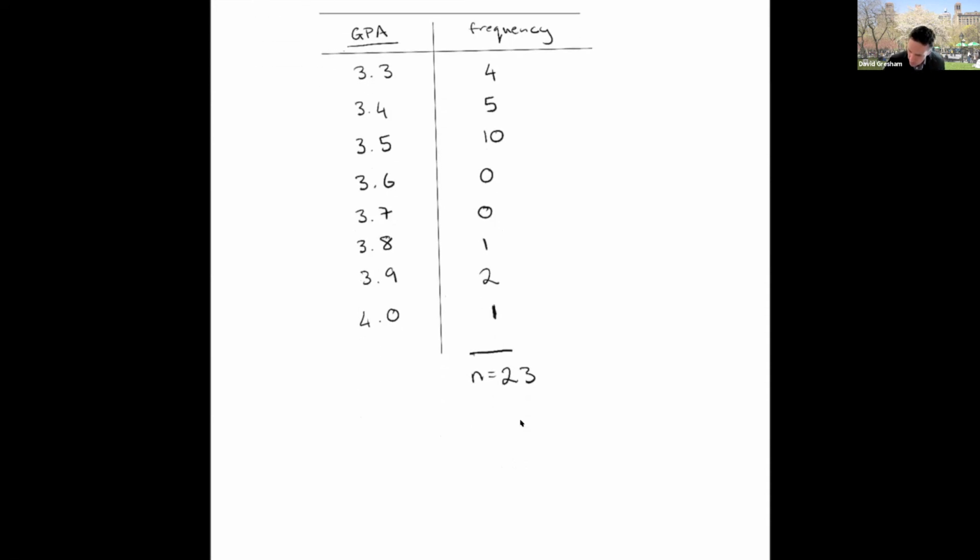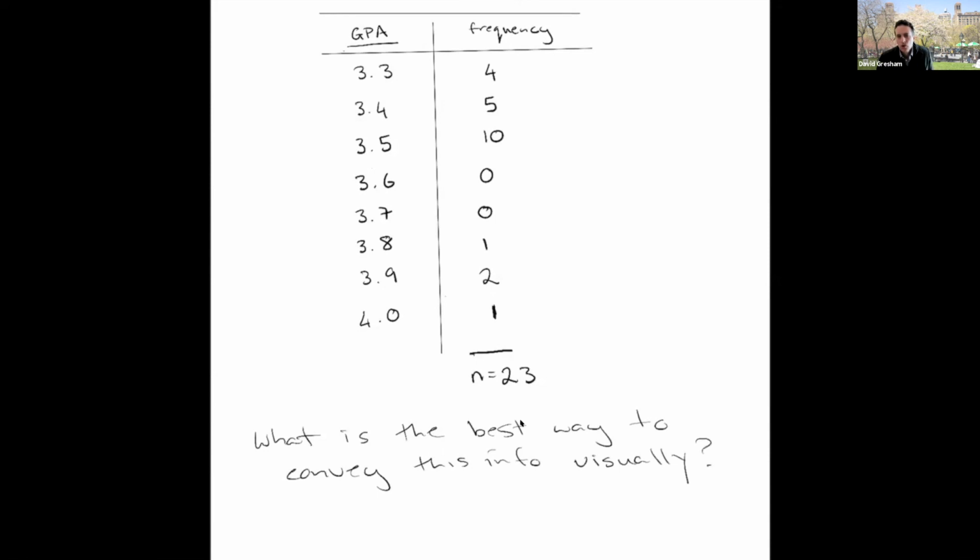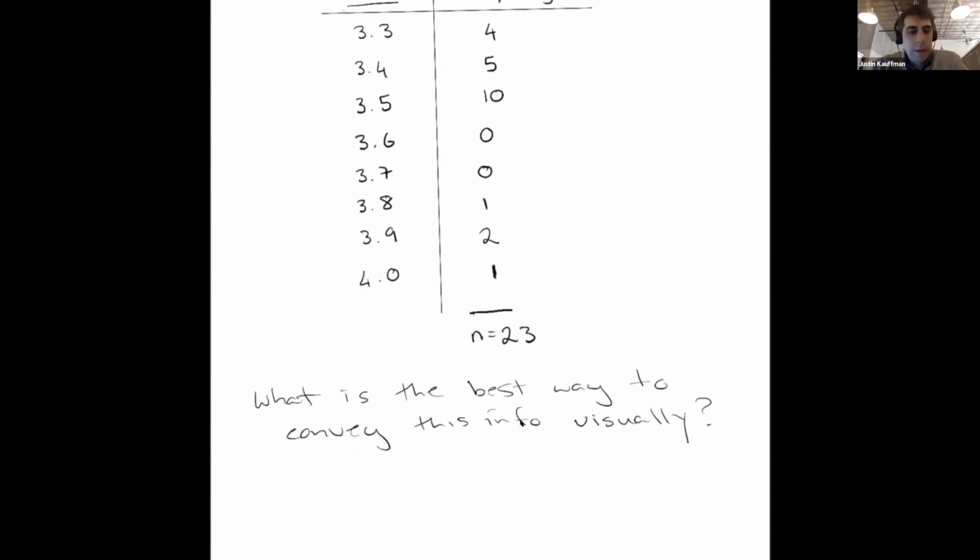And so if these are our data, the question that I want to ask is what is the best way to convey this information visually? Who has a suggestion? Couldn't you do a frequency plot or a histogram?